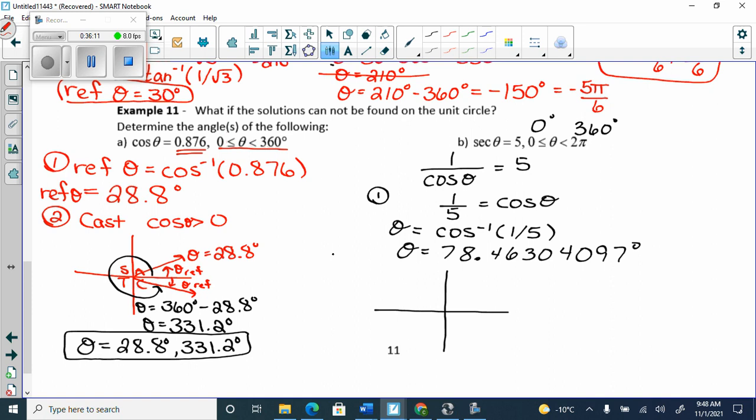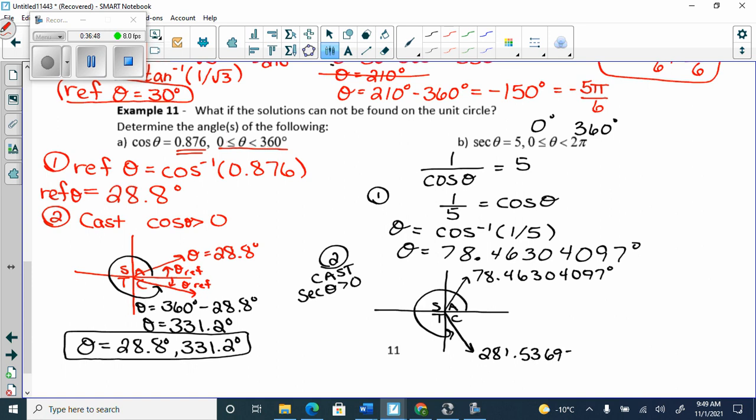Okay. So then we have to use cast rule. That's step 1. Step 2 is cast rule. I go here and I say secant theta is greater than 0. Secant goes with cos. So it's going to be here and here. This one's going to be 78.46304097. And then this one's going to be 360 minus that, right? It's going to be like this. So it's going to be 281.5366959 degrees.